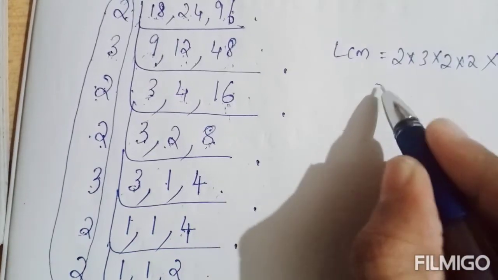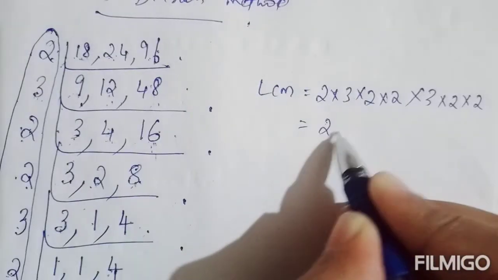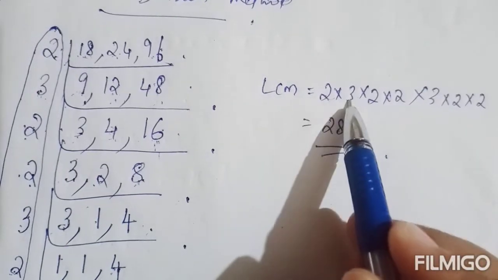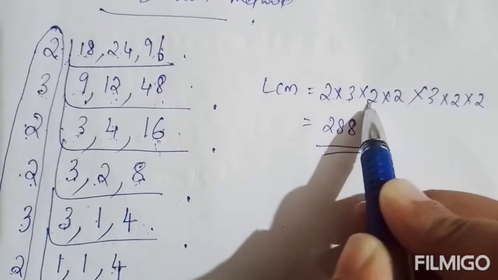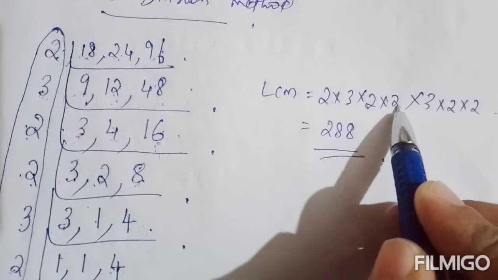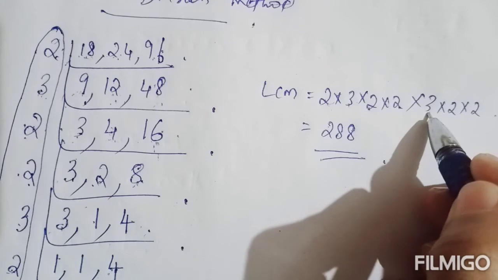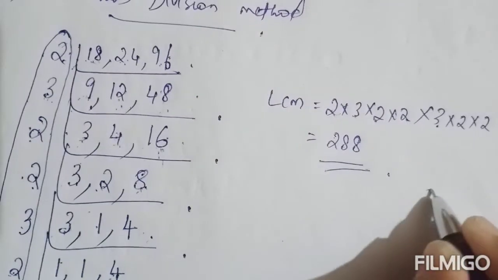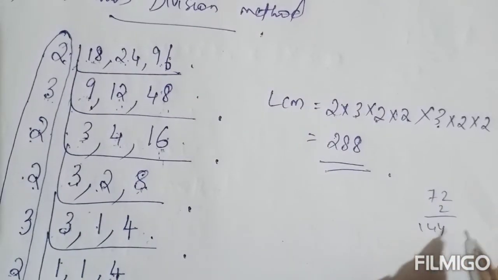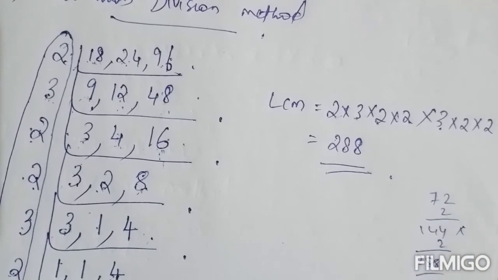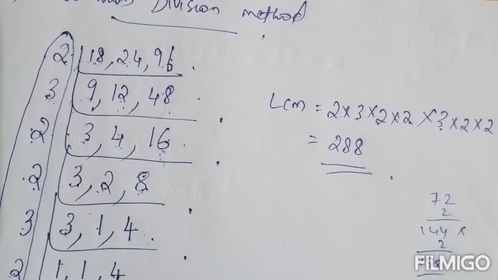Okay, on multiplying you will get 288 only as the answer. You can do the multiplication: 2 into 3, 6; 6 into 2, 12; 12 into 2, 24; 24 into 3, 72; 72 into 2, it is 144; 144 into 2, it is 288. So whichever method we choose, the LCM will be the same only.